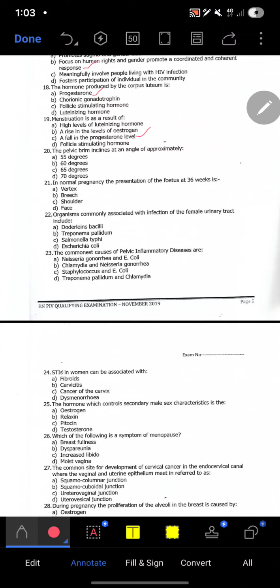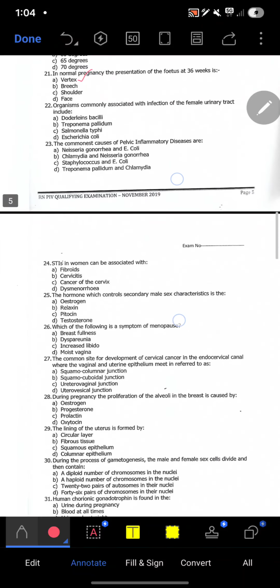Question 20. The pelvic brim inclines at an angle of approximately? The correct answer is A, which is 55 degrees. Question 21. In normal pregnancy, the presentation of the fetus at 36 weeks is? The correct answer is A, which is vertex.